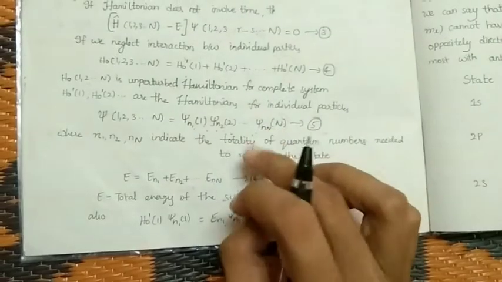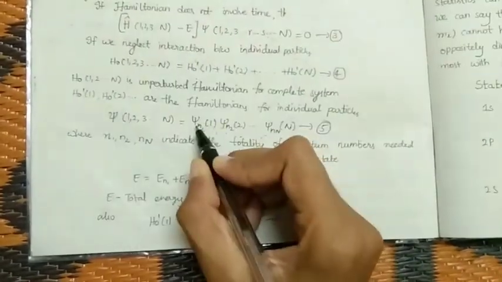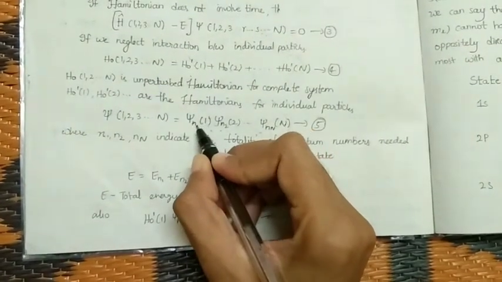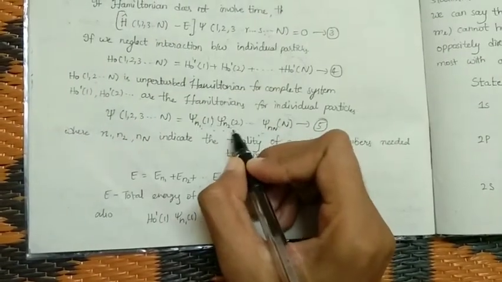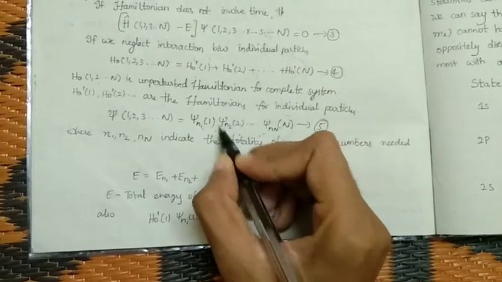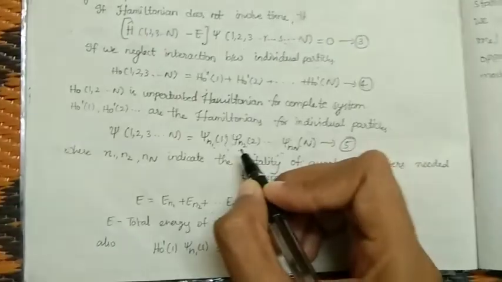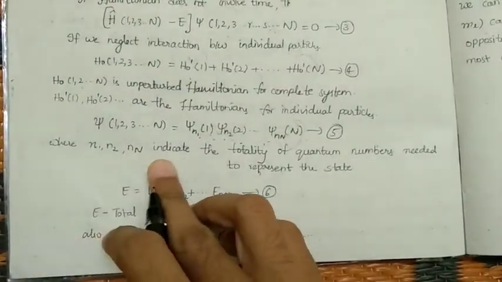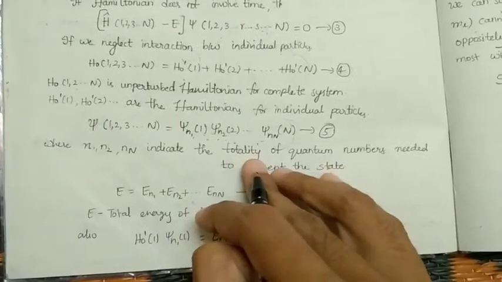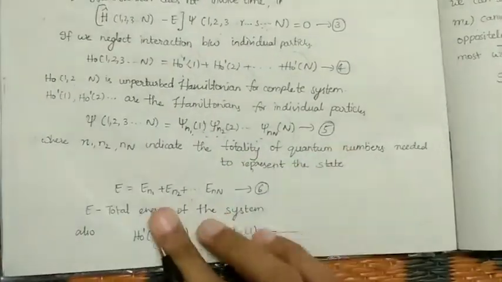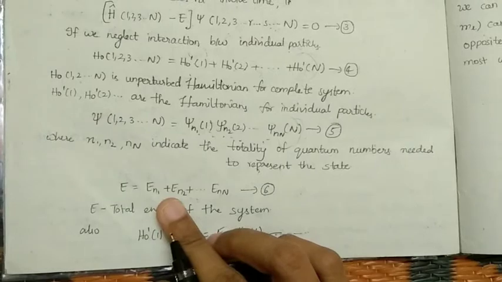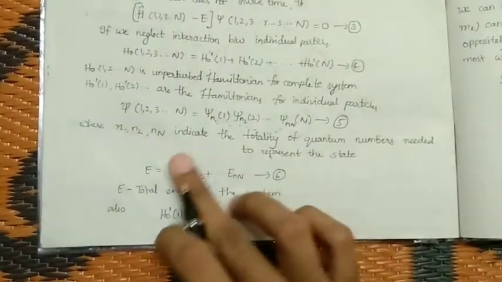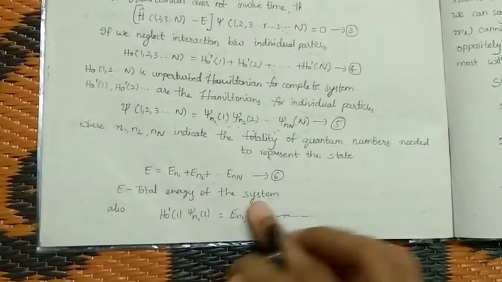In order to be specific, we would write it as xi n1 of 1, meaning the first electron is in the n1 state, and xi n2 of 2, meaning the second electron is in the n2 state. These states give us the information about the quantum numbers of that particular electron, where n1, n2 and so on, nn indicate the totality of quantum numbers needed to represent a state. So E is equal to En1 plus En2 plus Enn. So the total energy of the system would be the sum of the energies of all the particles.